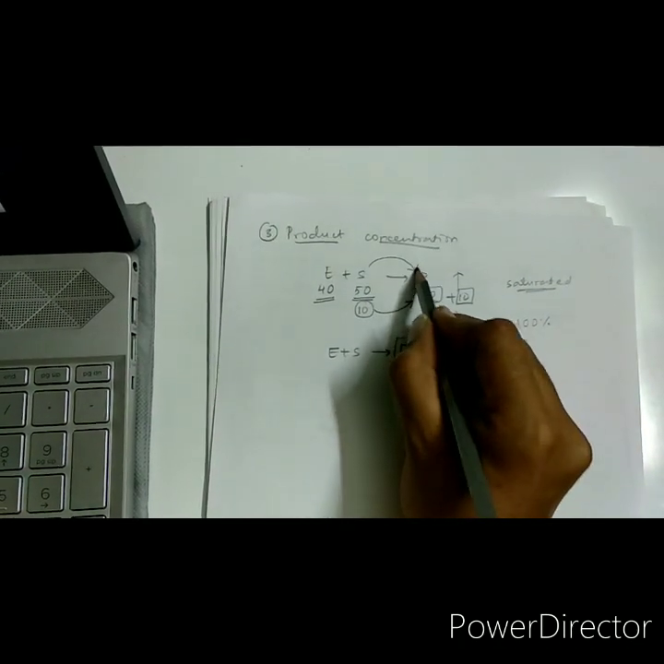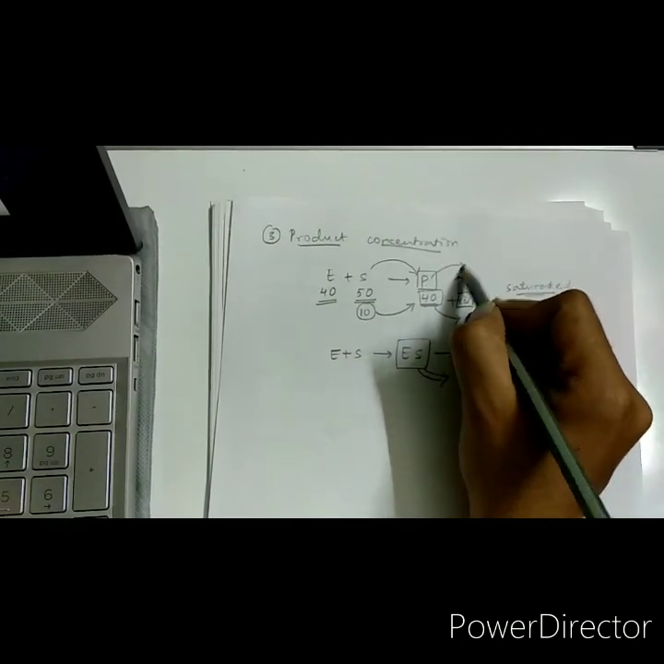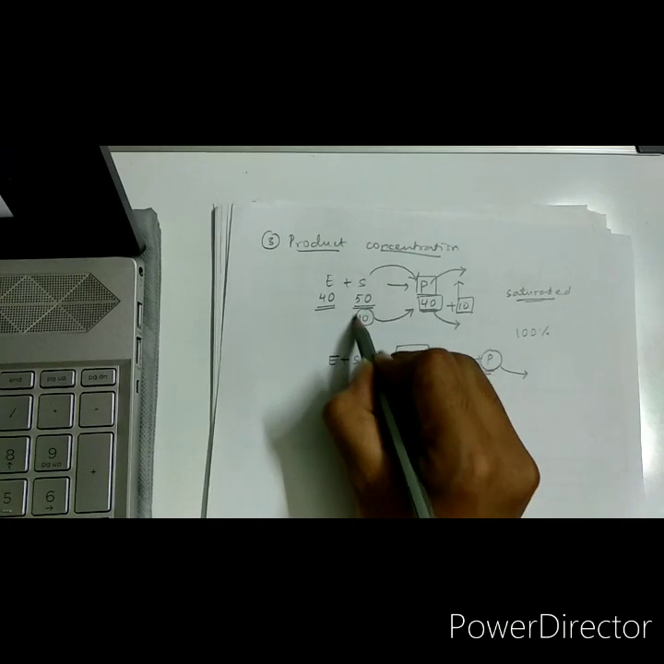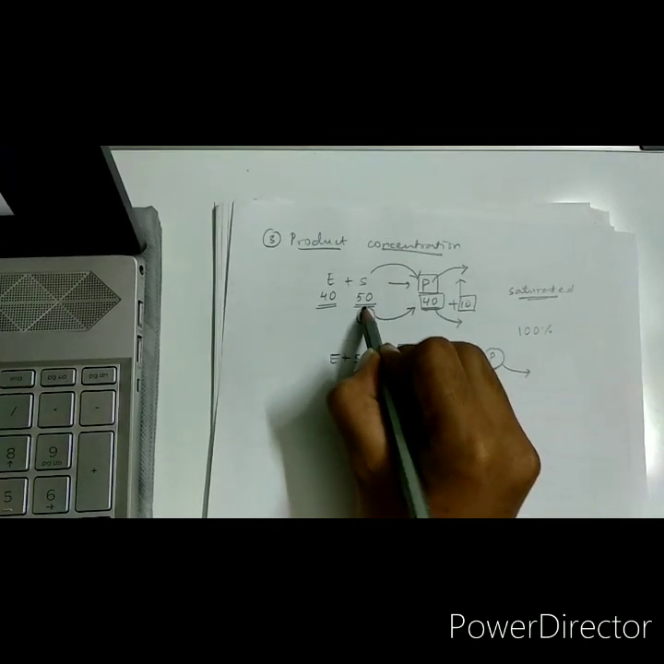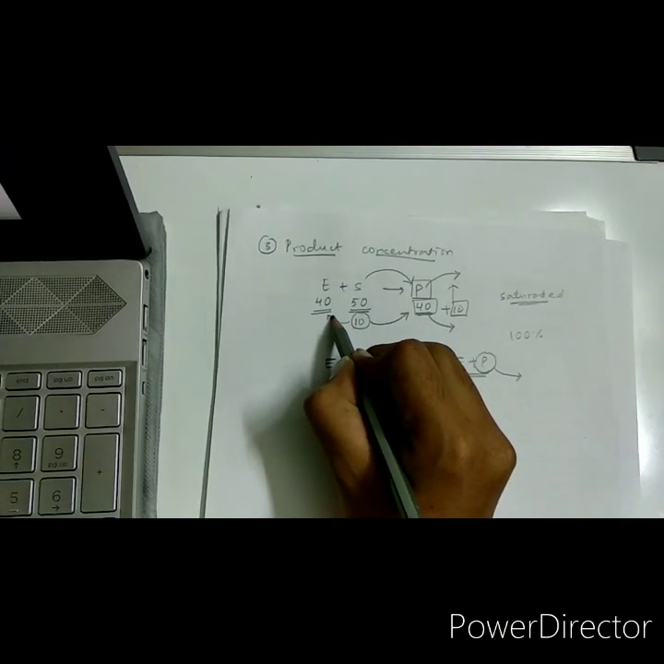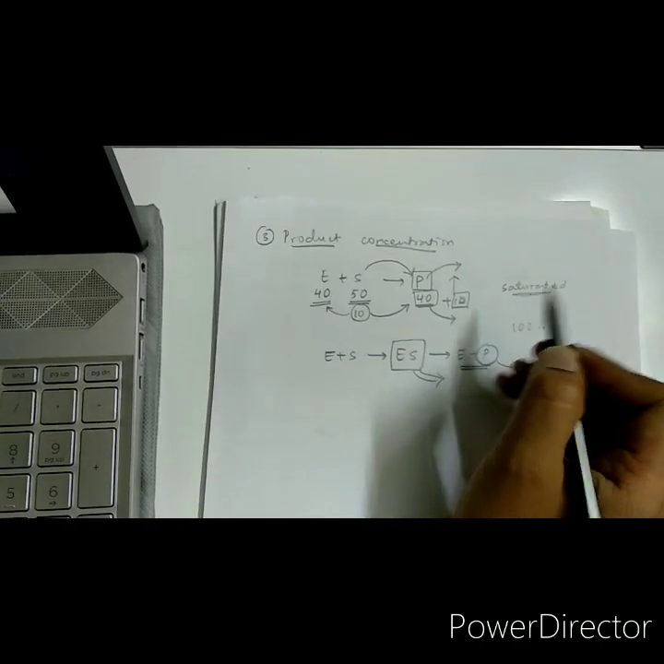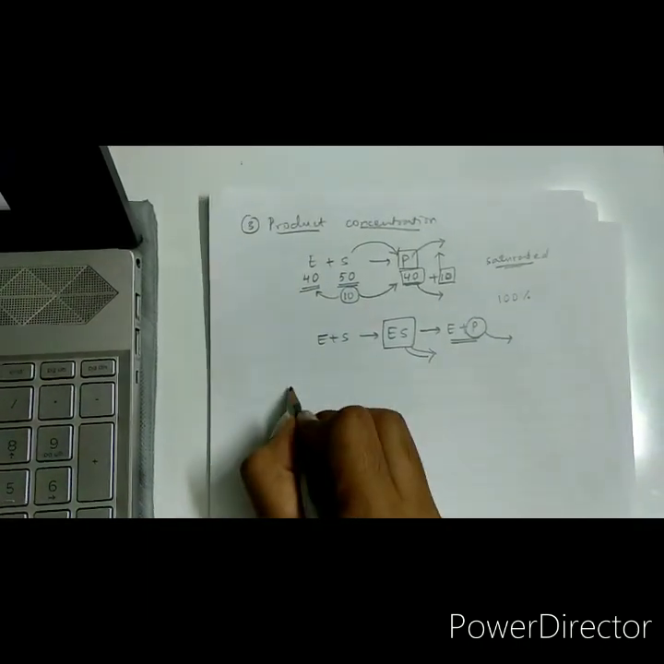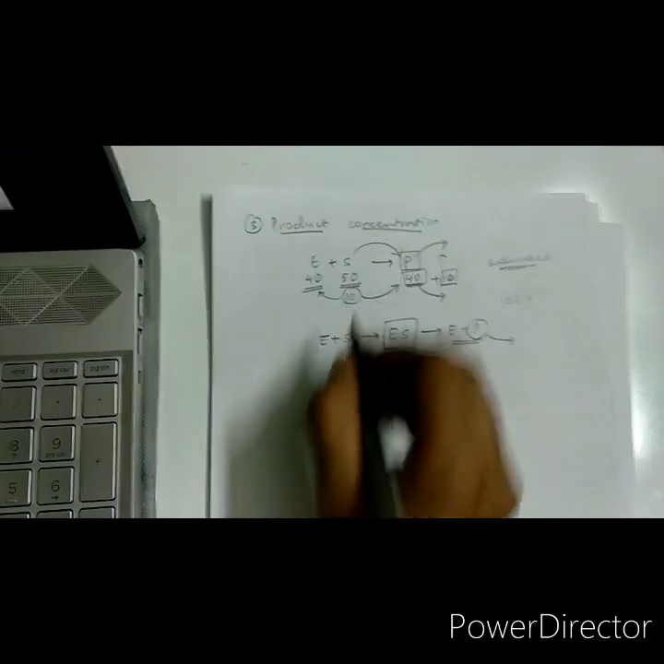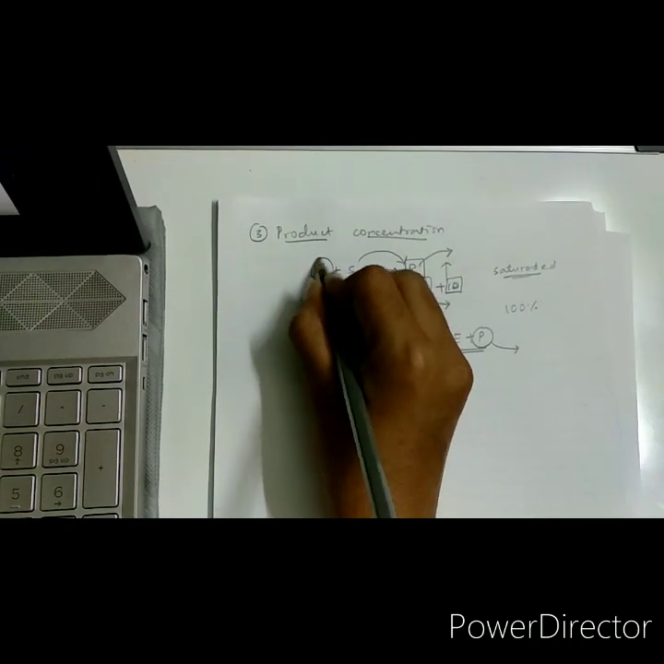If we remove the product from the reaction, then the remaining 10 of the substrate will go and bind to the enzyme and form the product, the remaining 10 products. Also, this product concentration affects enzyme activity as well.